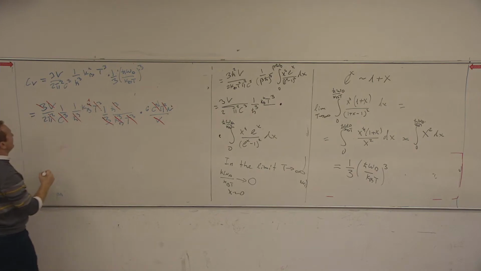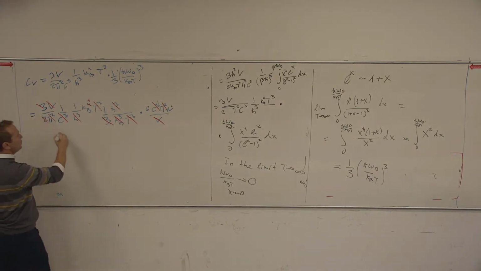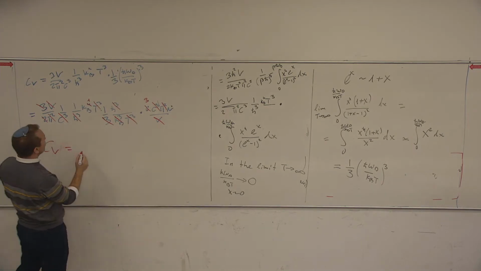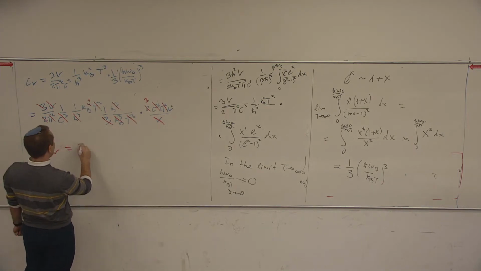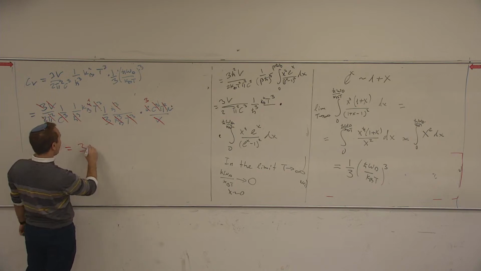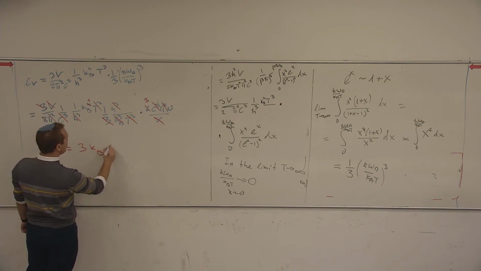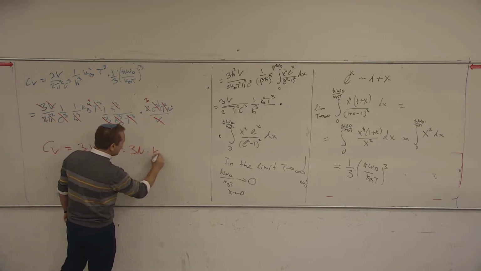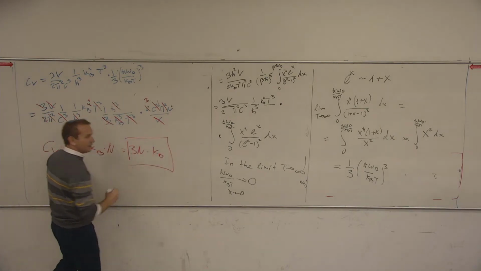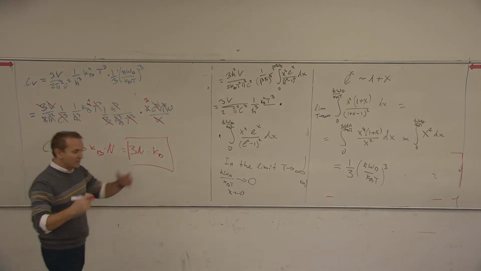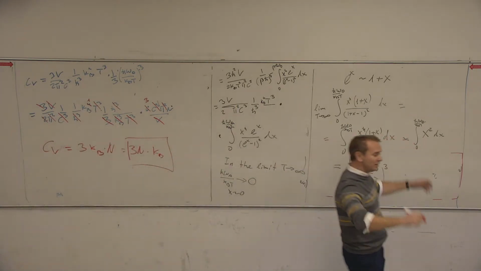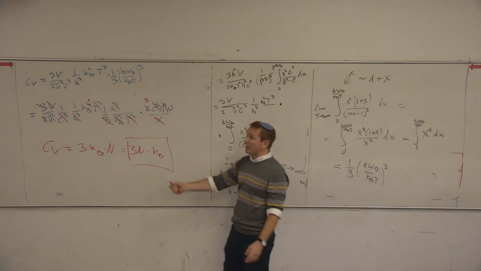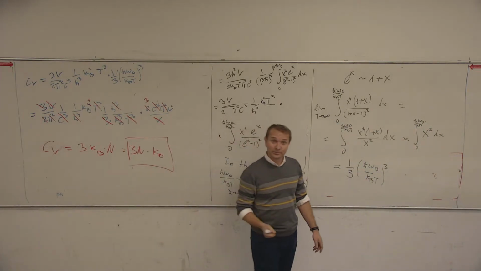Here we are left with 1 and 2, and here we are left with 3. And in total, we obtain a very nice result, which is 3 k Boltzmann multiplied by N. So 3N multiplied by k Boltzmann. And miraculously, this is also what you get in an experiment. Okay, so the method works, and this is also what Einstein has predicted.